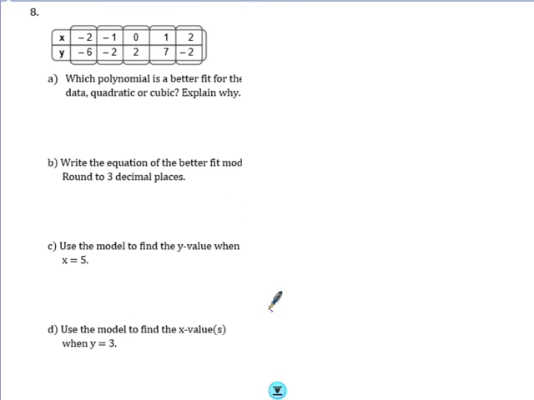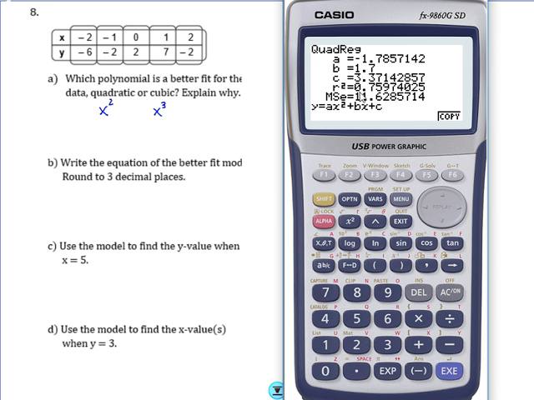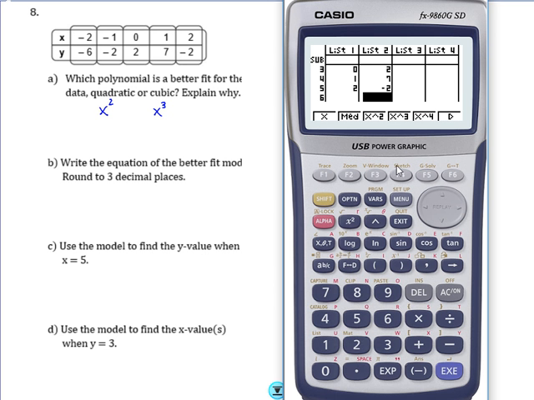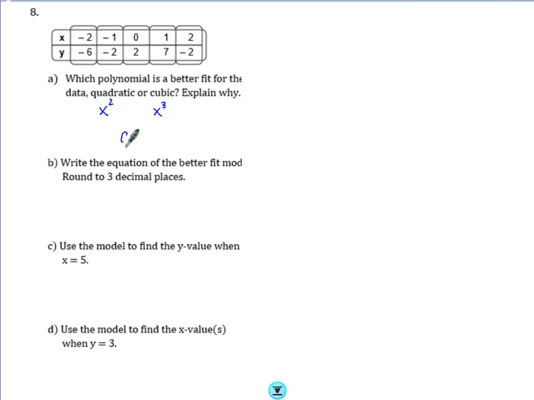Alright, here's our next example. Which is a better fit, quadratic or cubic? Quadratic, remember, is x squared. Cubic is x to the third. We're going to put these in the calculator. I got my numbers in, and let's look at the quadratic, x squared. My r squared is 0.759. Then I'm going to go back and choose the cubic model. That time my r squared is 0.962, so that's much closer to 1, and that is the model that I'm going to use. Cubic is the winner, because r squared is closer to 1.